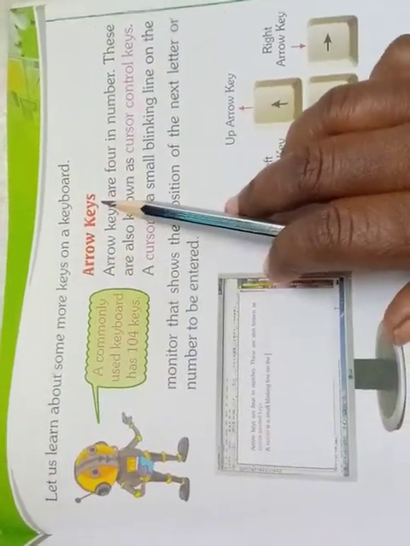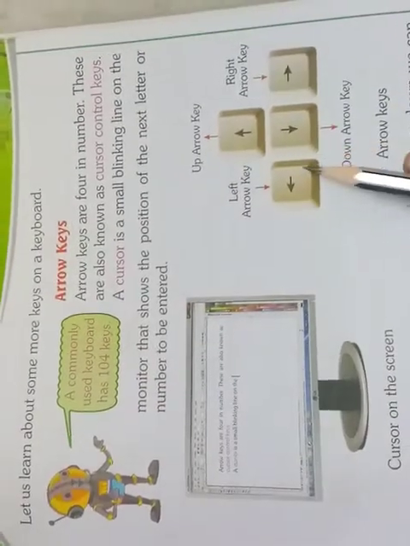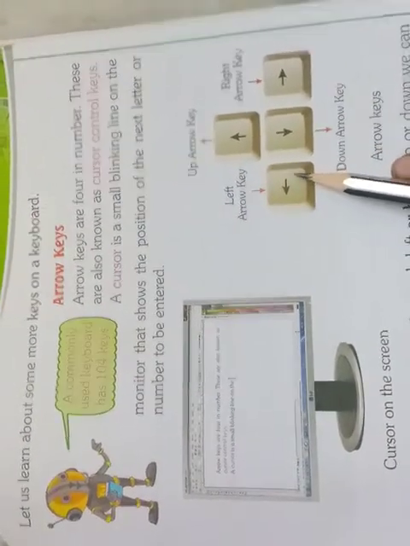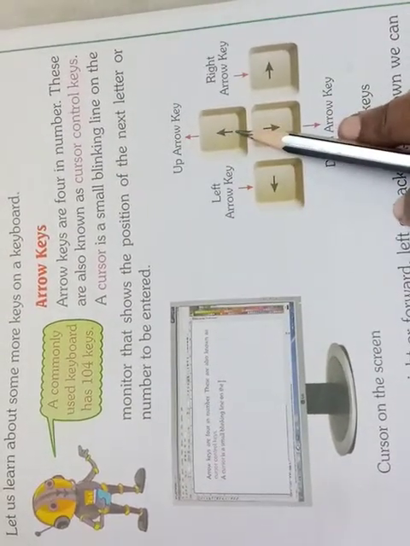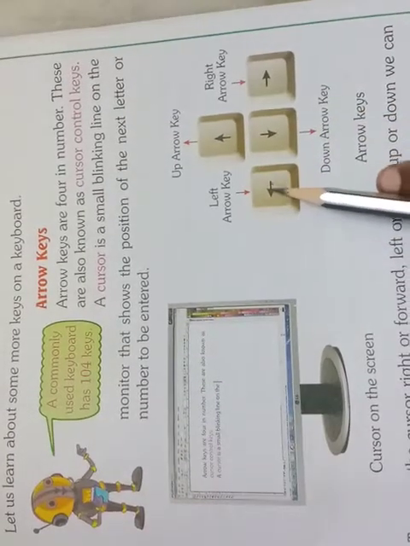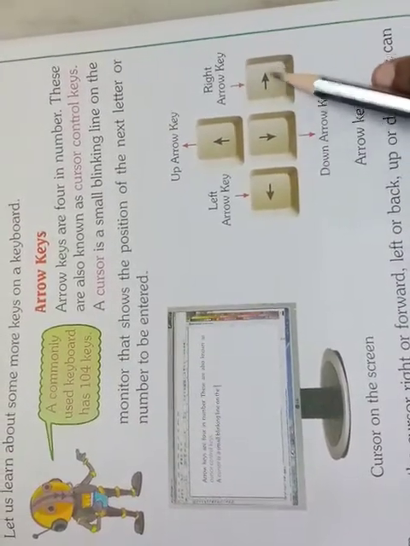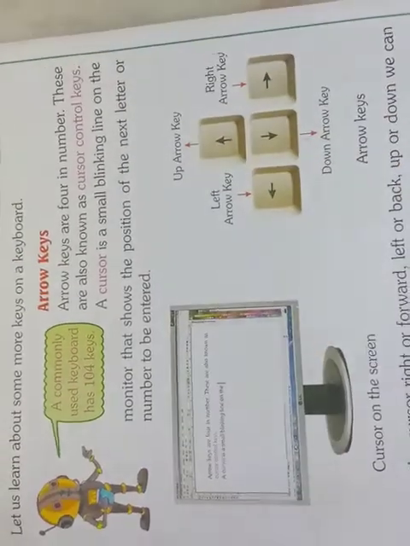Arrow keys. Children, if you see here, on the keyboard there are four arrow keys. See, one is the up arrow. See here, arrow is in which direction? Up direction. This is the up arrow. This is the left arrow. This is the right arrow. This is the down arrow. These four we call arrow keys.